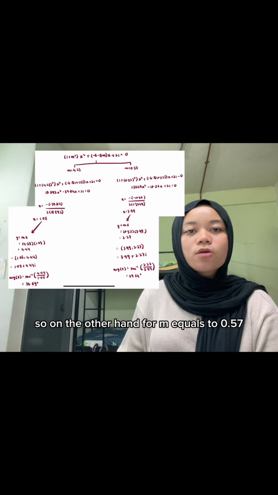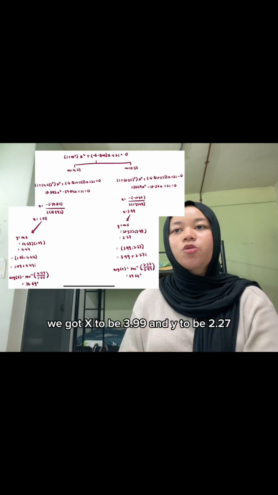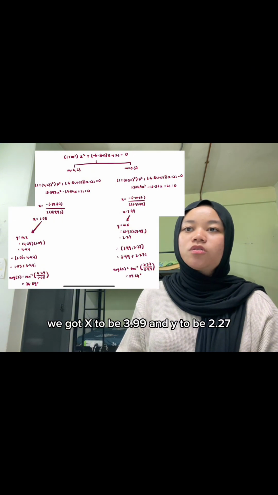On the other hand, for m = 0.57, which is the lower tangent line, when we substitute it back into the third formula, we got x to be 3.99 and y to be 2.27.